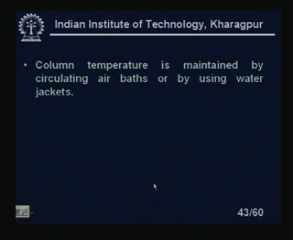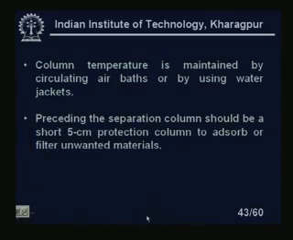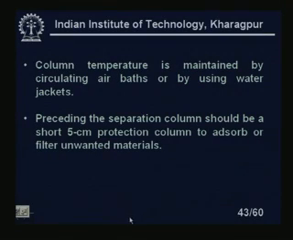Column temperature is maintained by circulating air baths or by using water jackets or a thermostat, which we have already discussed. An oven is nothing but a thermostat where a constant temperature is maintained. Or, instead of an oven, we can circulate water through jackets, and by controlling the circulating water we can control the temperature of the column. Preceding the separation, there should be a short 5 cm protection column to absorb or filter unwanted materials.